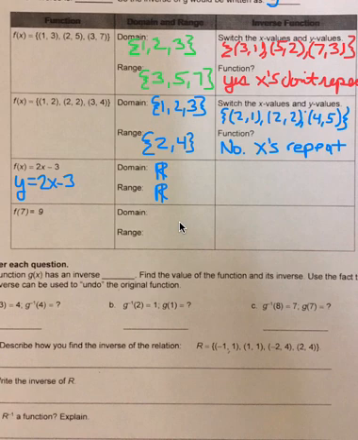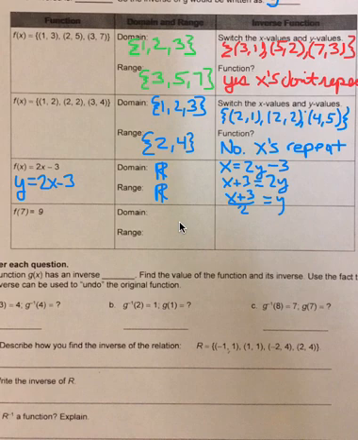The inverse, so we switch our x and y's. X equals 2y minus 3, and I want to solve for y. X plus 3 equals 2y, and so I would have x plus 3 over 2 equals y, and that's my f inverse of x is x plus 3 over 2.